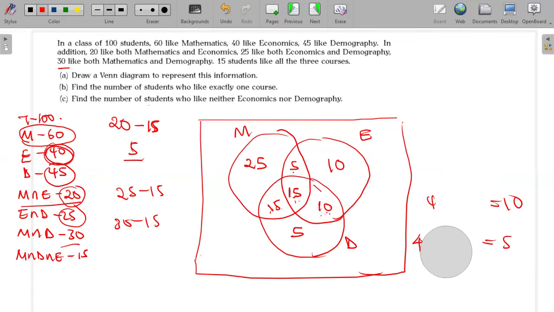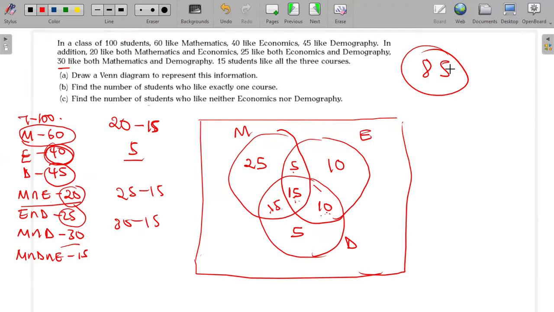So let me erase here. When I add all those numbers, I just get 85. So these 85 like at least one subject. So out of the 100, those that don't like any, I have to subtract 100 minus 85, and you get 15. So this 15 don't like any. I'm going to put them outside here. This 15 don't like any of the three courses.